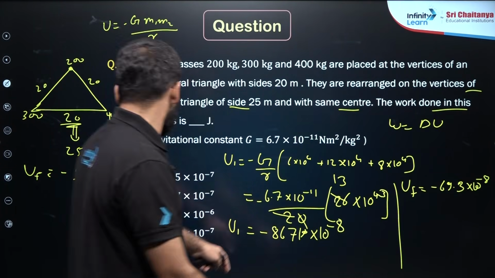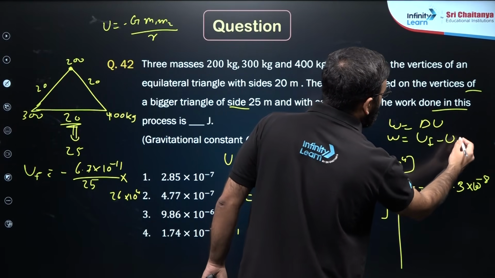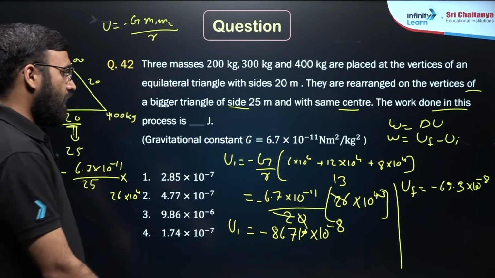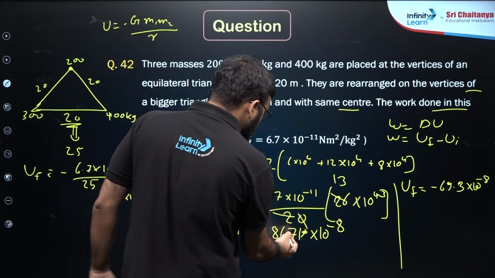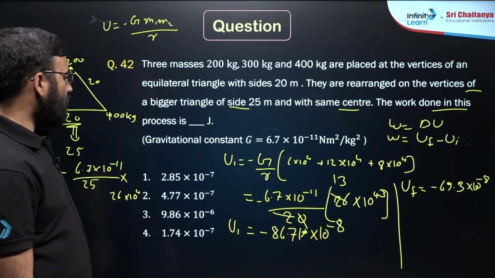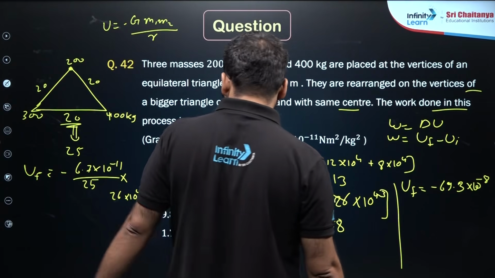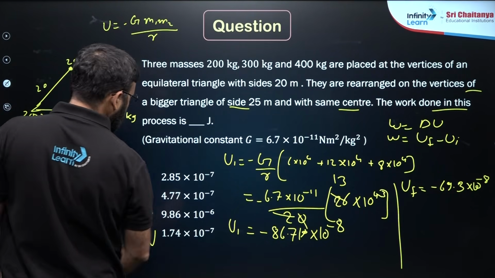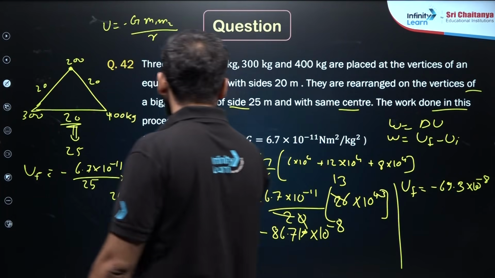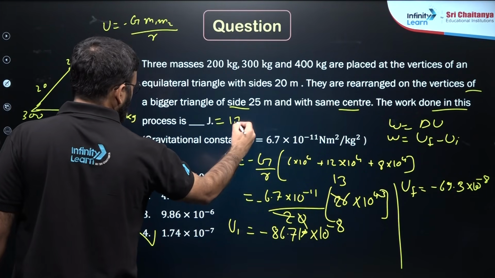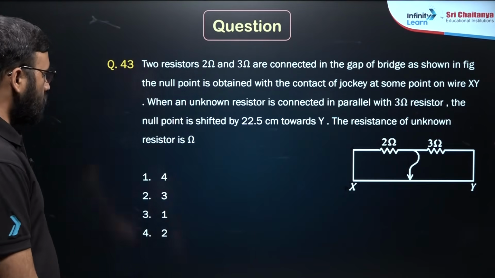Just this value and this value you can put in this one. So W equals u final minus u initial. So final is minus 69.3 into 10 to the power minus 8, and u initial is minus 86.7 into 10 to the power minus 8. 10 to the power minus 8 you can take common out of this one. Okay, so the final answer is 1.74 into 10 to the power minus 7, that is your final answer. Okay, so the work done is this one, 1.74. Okay beta, so this is the 42nd question.